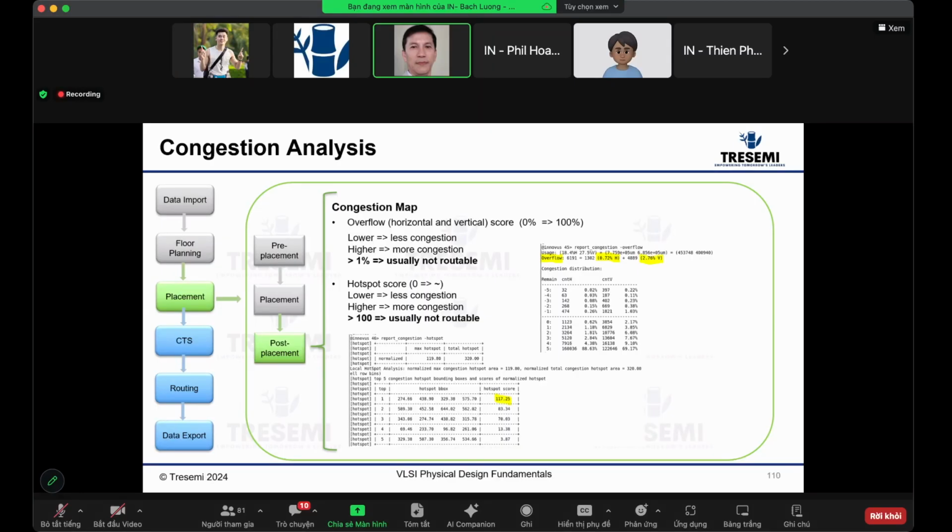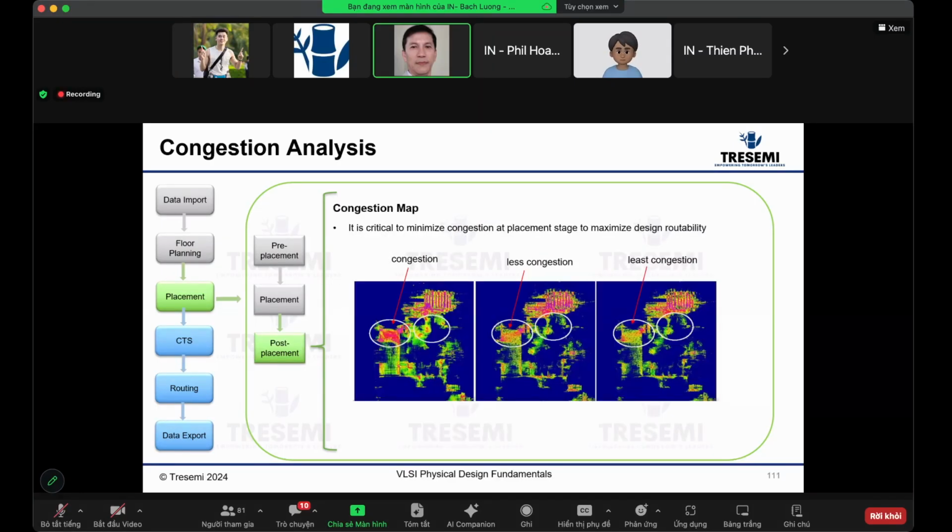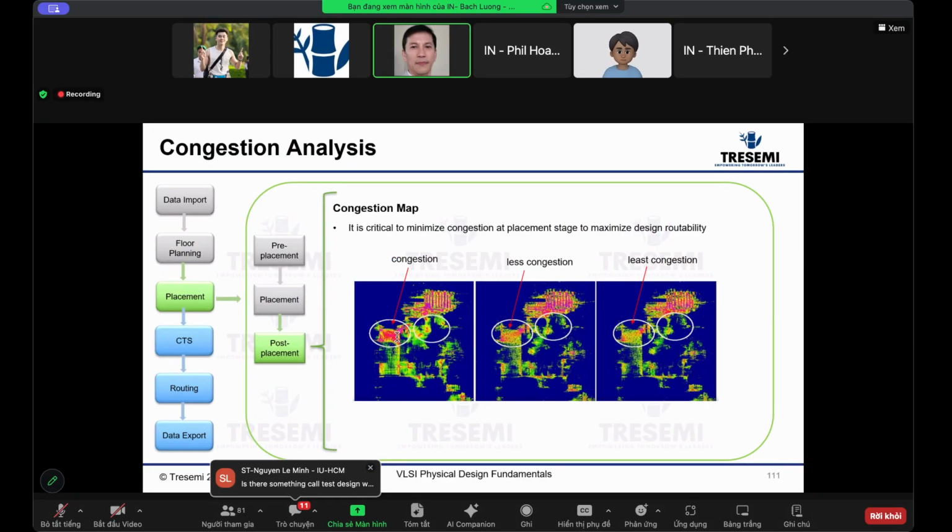Okay, so I think that's all for congestion. I will pause here to see if anybody has any more questions about congestion before we cover the last two topics of placement, because this is a very important concept to understand.